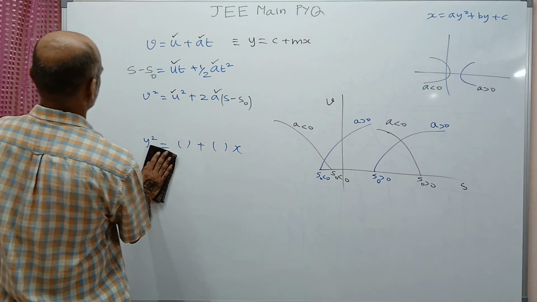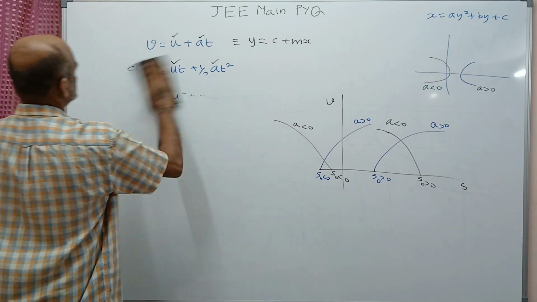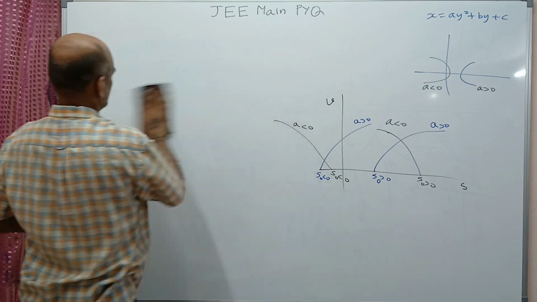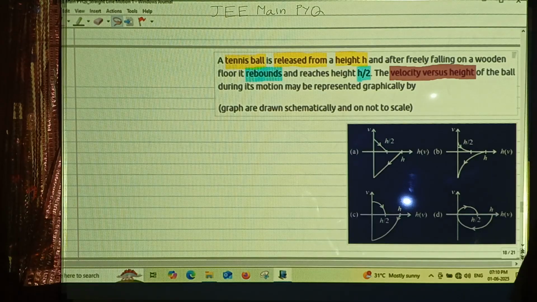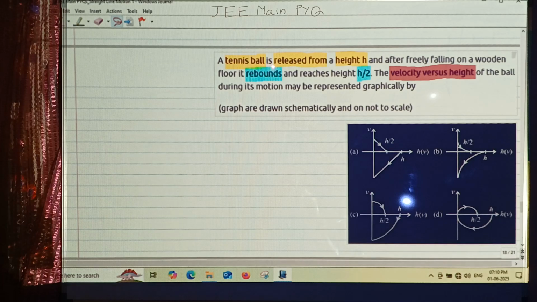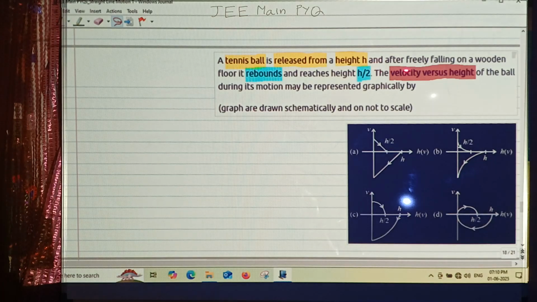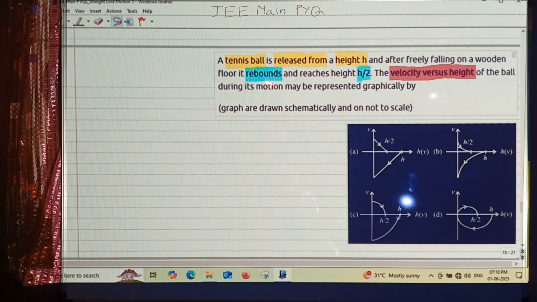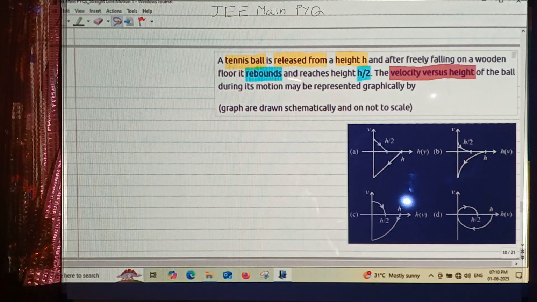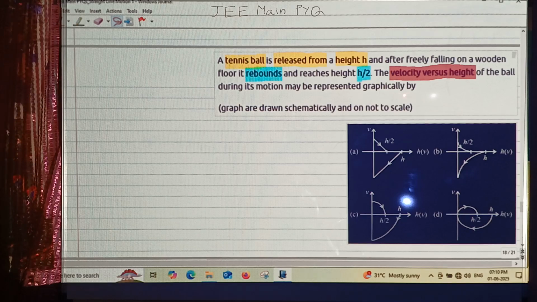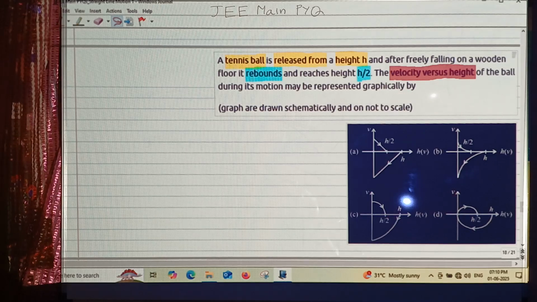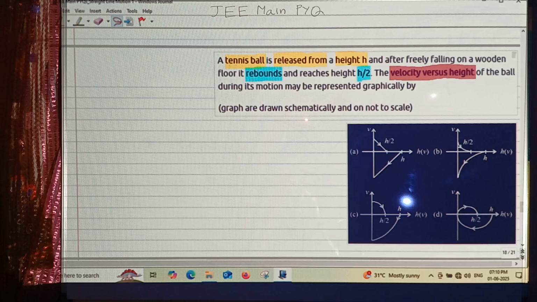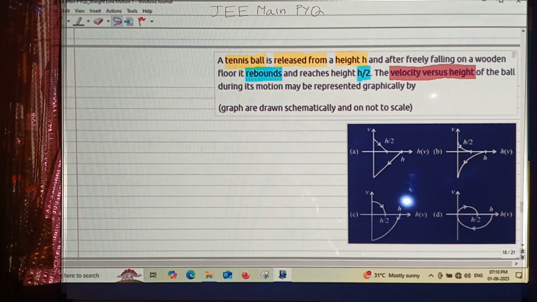So with this understanding, we can solve the JEE Main question. You can read it. A tennis ball is released from a height h and after freely falling on a wooden floor, it rebounds and reaches a height h by 2. The velocity versus height of the ball during its motion may be represented graphically by which of the 4 options given. Graphs are drawn schematically and not to scale. You can pause and try this question.